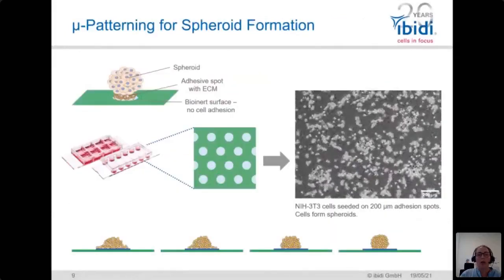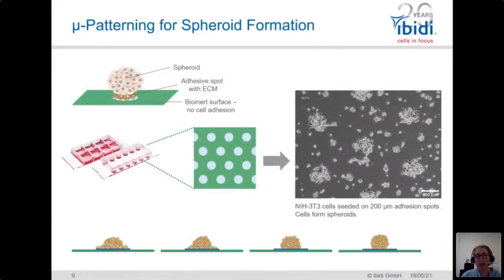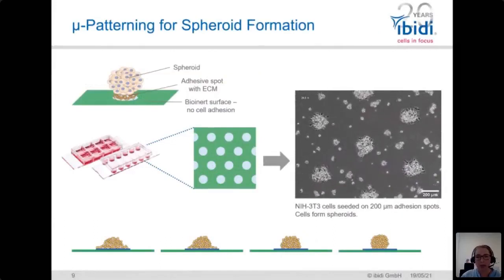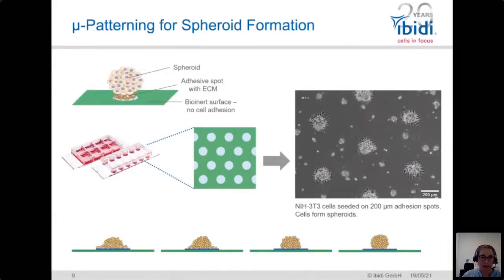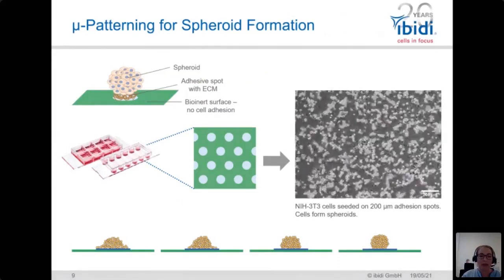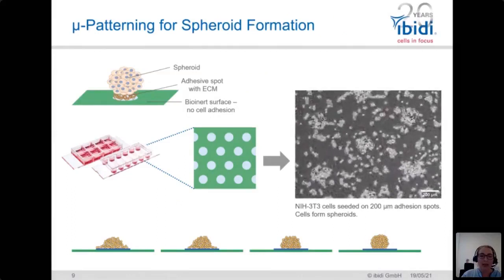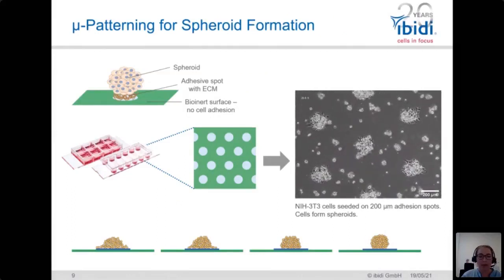So how can the micropattern surfaces be used for spheroid formation? Here we take the multi-cell pattern with larger patches. In this example movie, we used adhesive spots with 200 microns in diameter, and we seed the cells on top of the pattern. Then the cells assemble on the adhesive spots and first create a monolayer of cells.